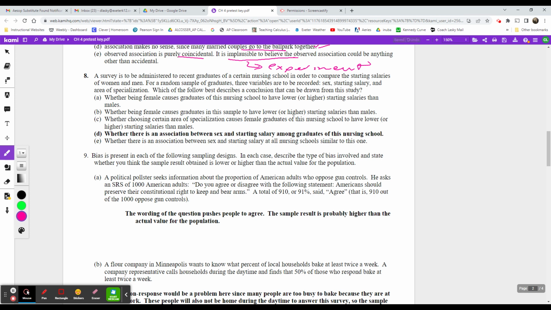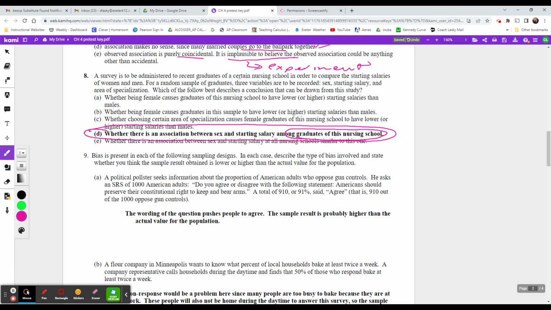So, okay, a survey is to be administered to a random sample of students. Three variables are recorded: the gender, the starting salary, and the area of specialization. Which of the following best describes a conclusion that can be drawn from this study? The idea is that we can only associate it with the gender and starting salary of graduates among that nursing school, and only that nursing school.